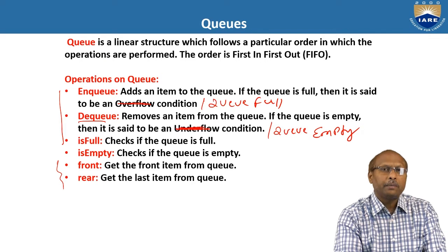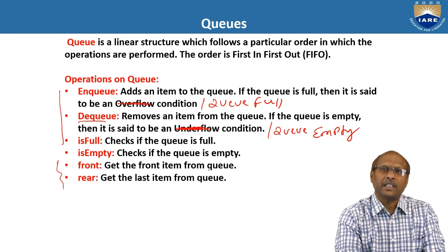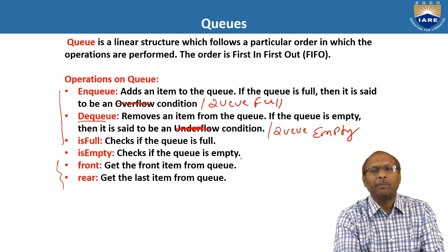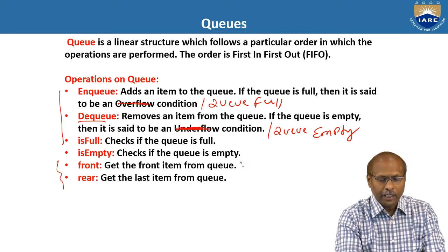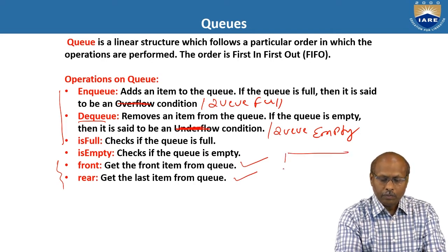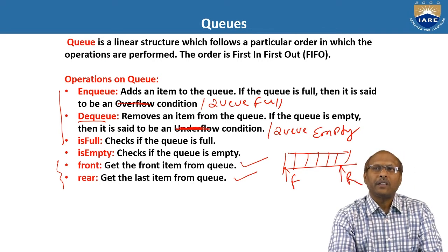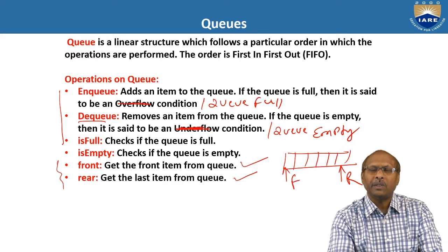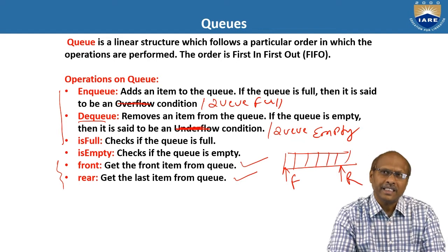Similarly, there is another method called is full, which checks whether the queue is full or not. If it is full, it returns true, otherwise false. Is empty is another method that checks whether the queue is empty or not. That means it will give a boolean value, true or false. Similarly, front gives the front element, and rear gives the rear element. So, in a queue, you can have a set of items. This is your front part and this is generally your rear part. In the front part, always you can delete, and in the rear part, you can insert. These are the two pointers generally useful for insertion and deletion.